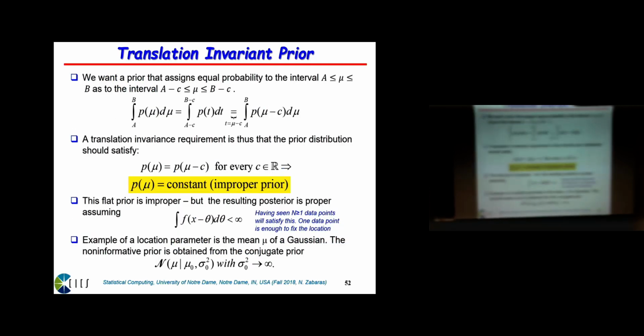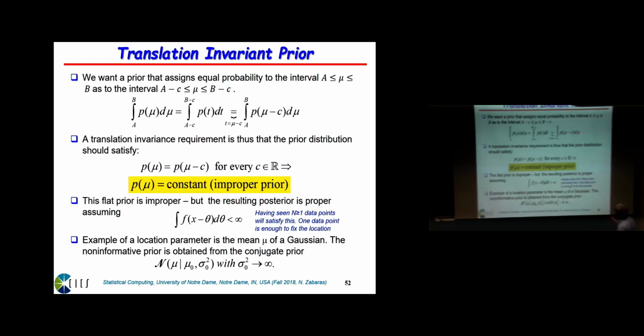So here is the concept of what we mean by a translation invariant prior. It's a distribution that assigns equal probability to an interval from A to B as to the interval A minus C to B minus C for any C. So if I move it by C, and I look at the total probability mass that I have, it doesn't change. It's translation invariant.